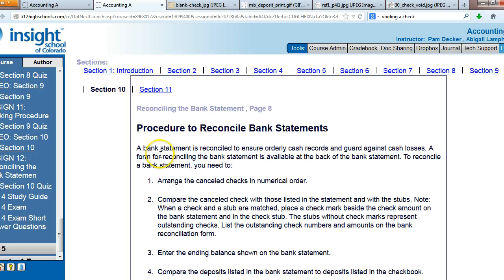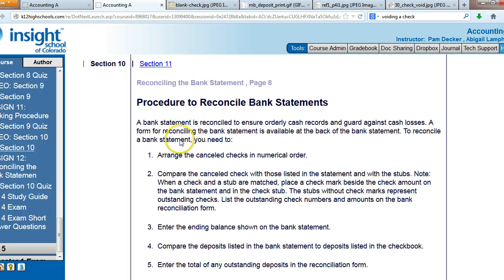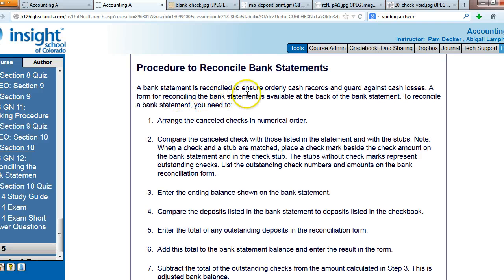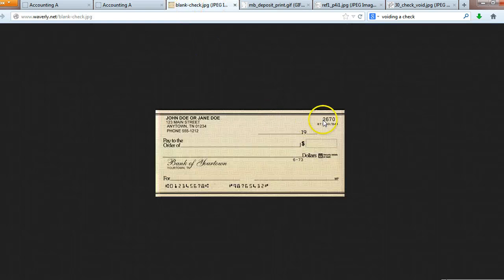And this page walks you through the procedure to reconcile the bank statement. When we have the bank statement, it's reconciled to ensure orderly cash records and guard against cash losses. So to reconcile the bank statement, you need to get all your canceled checks in order by check number. We talked about check number being this number in the top right corner here.